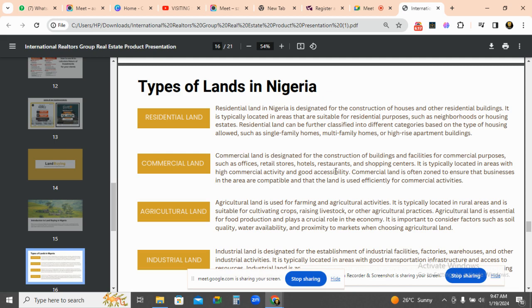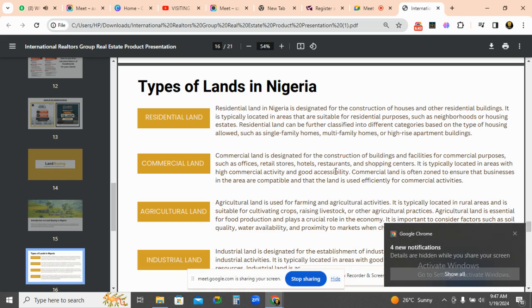So agricultural land is land that has been designated by the government for the purpose of farming and other agricultural activities, like husbandry, right? Cattle ranching, livestock raising, whatever the case may be. So that is what agricultural land is. It's land that has been designated by the government for the purpose of farming and other agricultural activities.